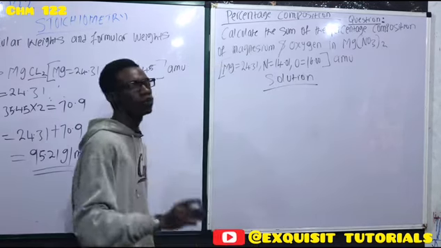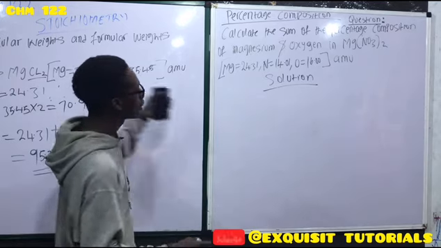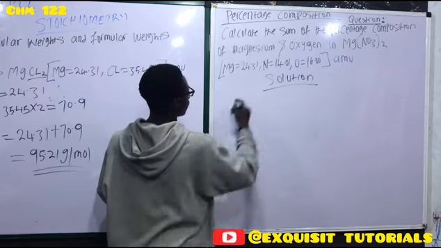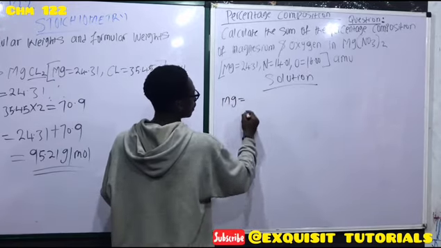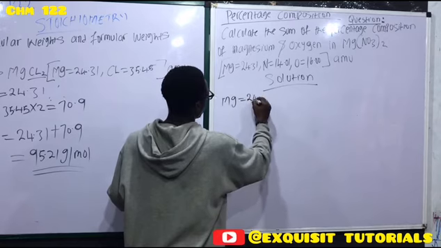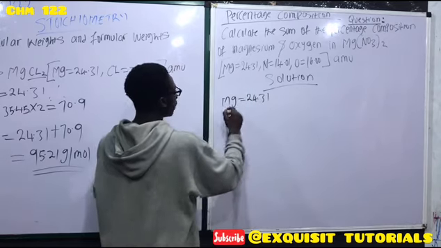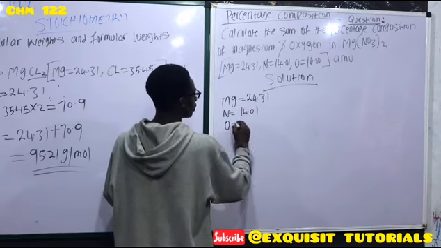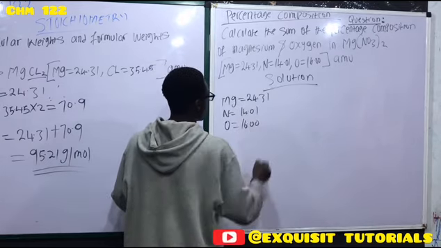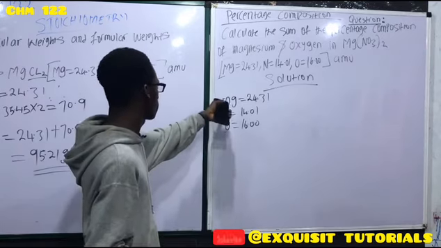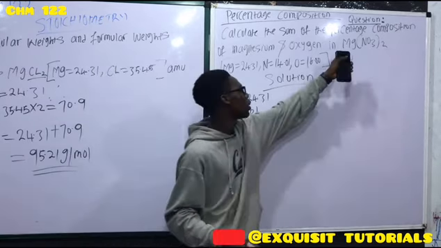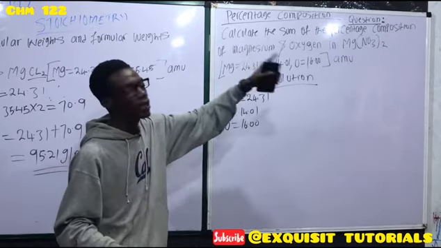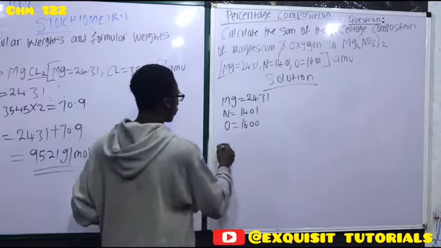Alright, so we have the solution. Now, first thing to do, you have to find the formula weight of this compound, which is approximately what I did here. So we have magnesium as 24.31. We have nitrogen as 14.01. We have oxygen as 16.00. Now, magnesium here is 1 atom. Nitrogen there is 1 atom, then oxygen there is 3.